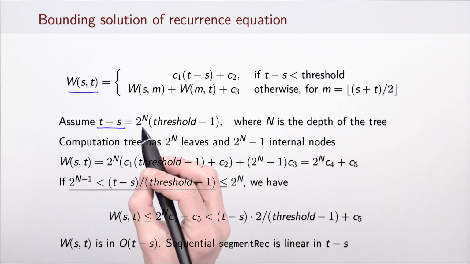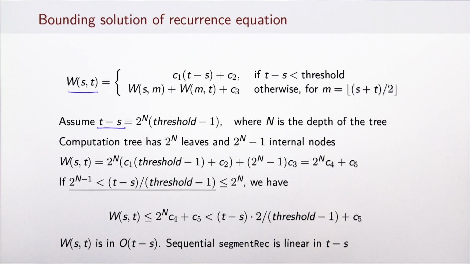Now what is this n here? n will be the depth of the tree that I have shown on the previous slide. So if we now look at this computation, it will be a tree that has depth n, and that has 2^n leaves and 2^n minus 1 internal nodes. This is just the property of such a balanced tree. So if we sum up the costs in such a tree, we'll find the following.